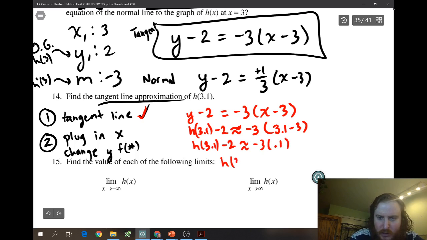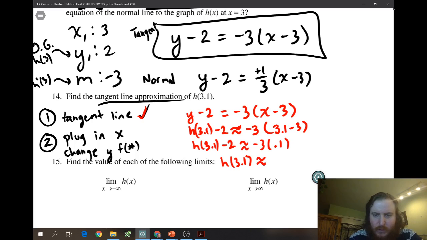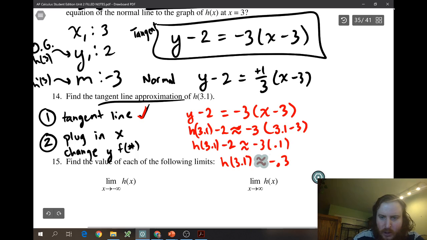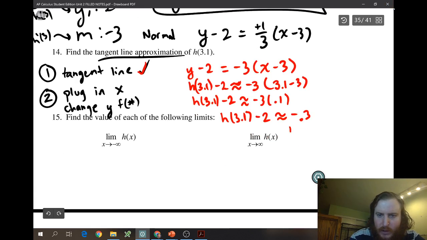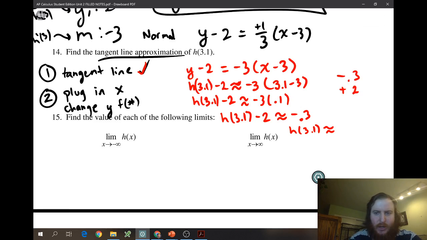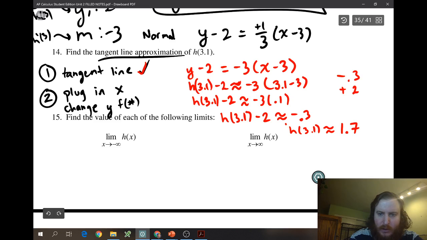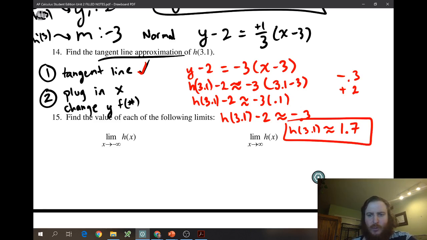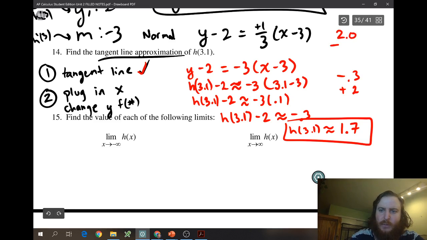I showed you guys this in that other example. We should be really confident multiplying. -3 times 1 is -3. Move the decimal over once, -0.3. Oops, and don't do what I did, I totally forgot to write my minus 2. So h of 3.1 minus 2 is approximately -0.3. Then we're going to add the 2 over, and we get h of 3.1 is approximately, be careful, negative 0.3 plus 2, that's 2 minus 0.3, which is 1.7. It's not 2.3, because it was negative 0.3 plus 2. If you need to, 2.0 minus 0.3, borrow 1, 10, 7, 1.7.